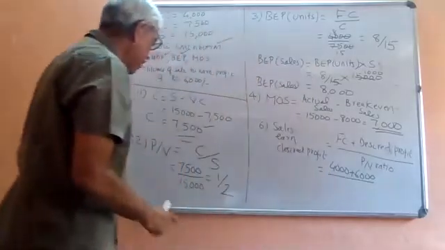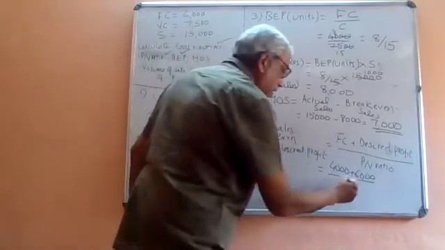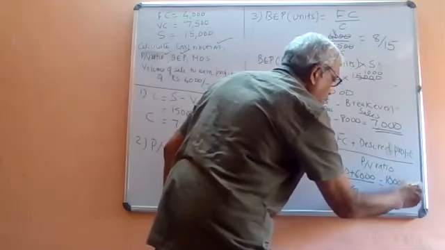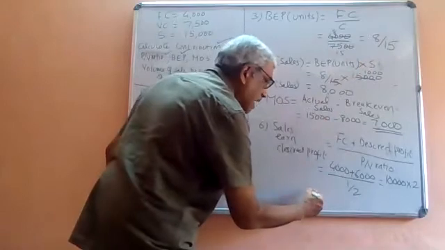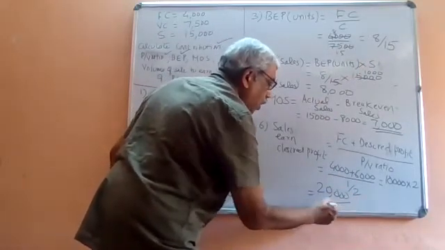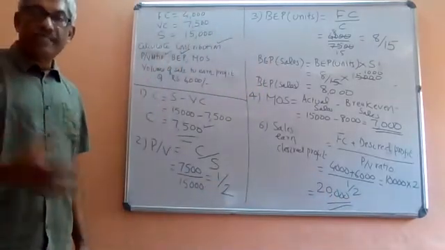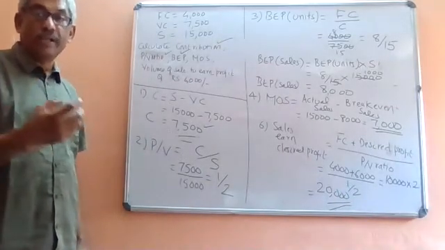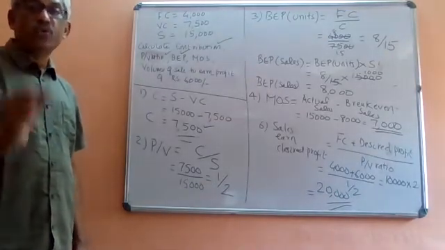Divided by PV ratio. PV ratio is 1 by 2. So divided by 1 by 2, it is 10,000 into 2, as this 2 will come up. So your sales to earn desired profit of 6,000 is 20,000. If you want 6,000 profit, your sales should be 20,000.